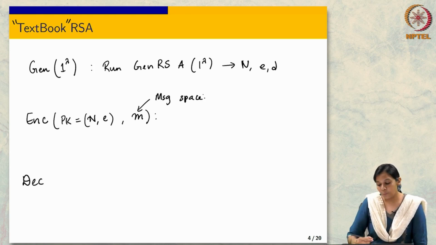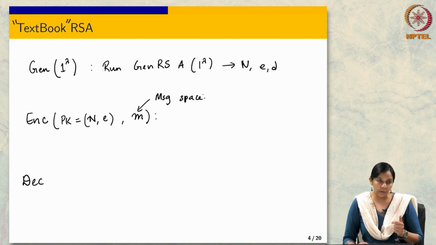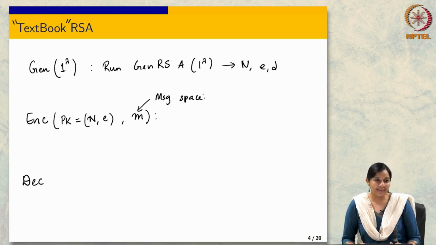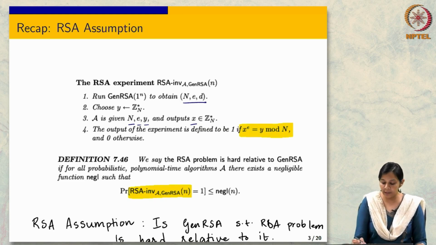So let me ask you, what is the most intuitive way for me to do encryption based on RSA? What is the first idea that comes to your mind for computing a ciphertext? So what is hard? In the previous slide, what did we see? The attacker is given N, E and Y and is supposed to output an X such that X to the E is Y, right? So that means that given Y, it is hard to compute X, right? So what is the first idea that we can have?